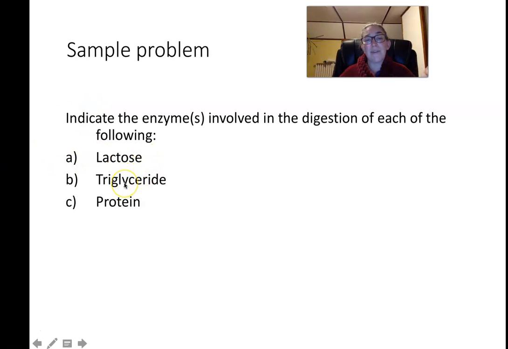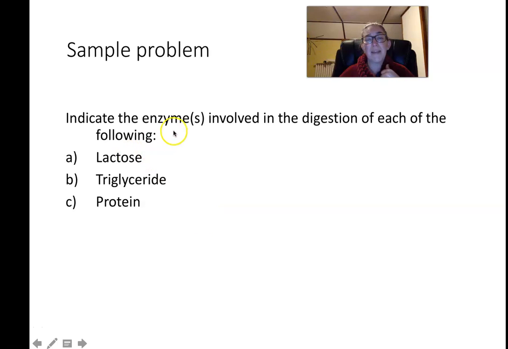What enzyme is involved in digesting triglycerides? That's the enzyme that breaks down lipids. It's called lipase. And some that break down protein as a class, they're known as proteases, but some specific ones to know are pepsin, which is in the stomach, and trypsin and chymotrypsin, which are in the small intestine.